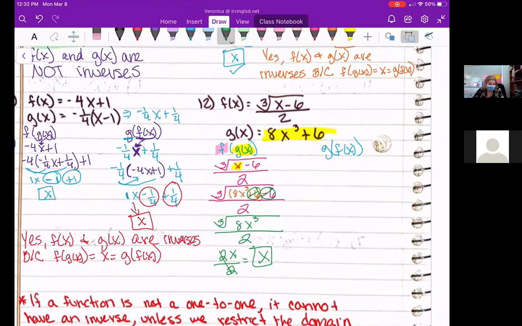Okay. So g of f of x, right? So then now, this time we're going to grab g first, okay? And my g is 8x cubed plus 6. Now, inside of this function, I want f of x. So instead of x, I'm going to plug f of x inside of it. So I'm going to have f of x, which is the cube root of x minus 6 divided by 2. Bigger parentheses there, right? And then bring down my 8 and my plus 6.